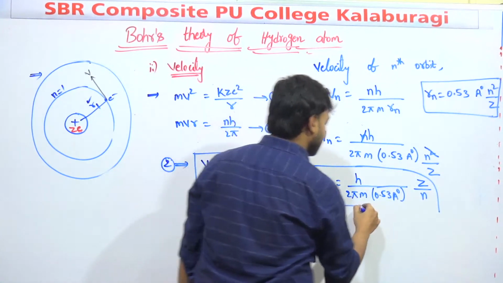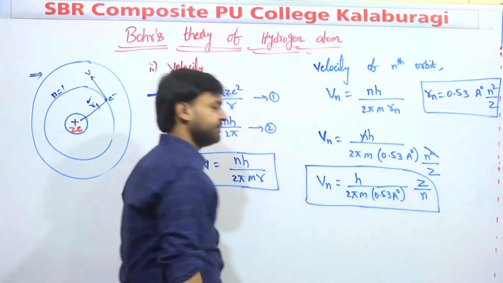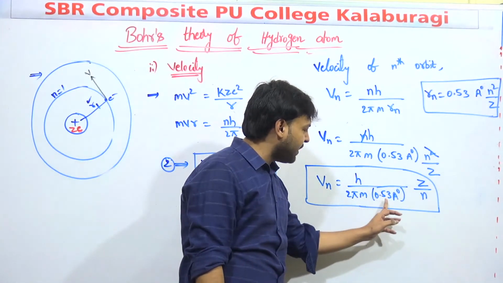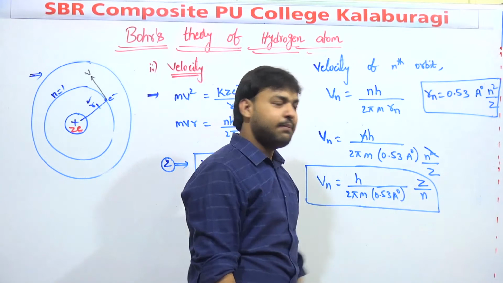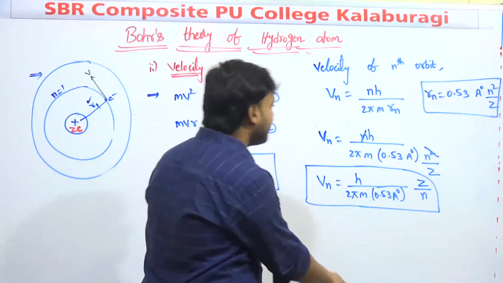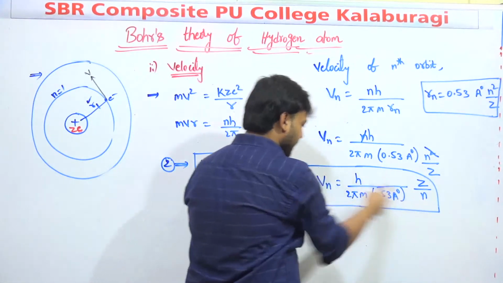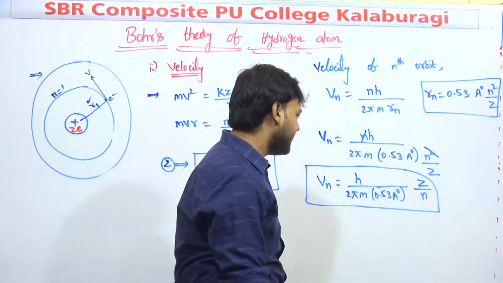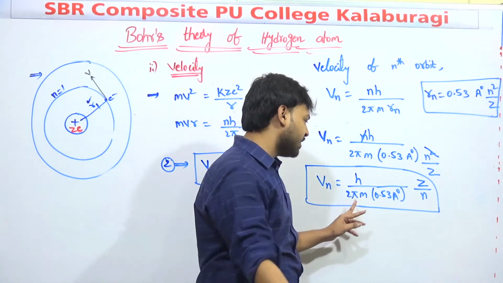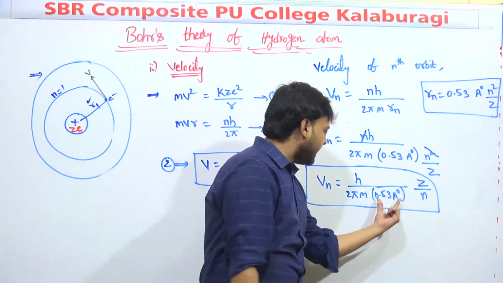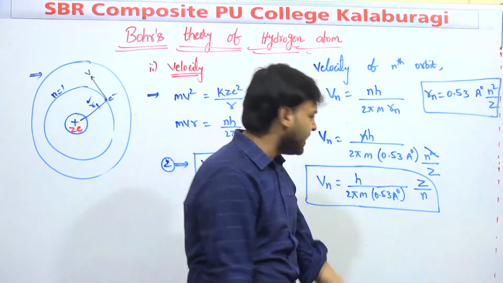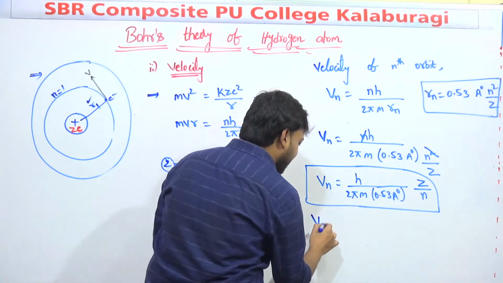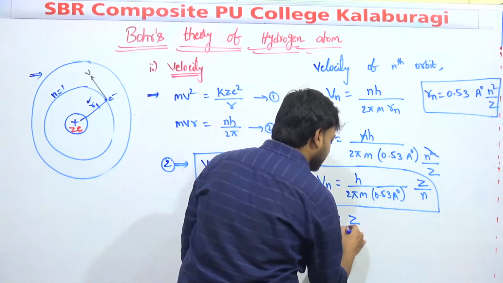This is the velocity. So h divided by 2 pi m into 0.53 angstroms into z by n. This is the velocity of the nth orbit. See, n is there, so nth orbit. So we can calculate this. That's all, what a big deal. h we know the value, 2 is constant, pi constant, m constant, and 0.53 angstroms constant. So what we can finally conclude is Vn is directly proportional to z divided by n.